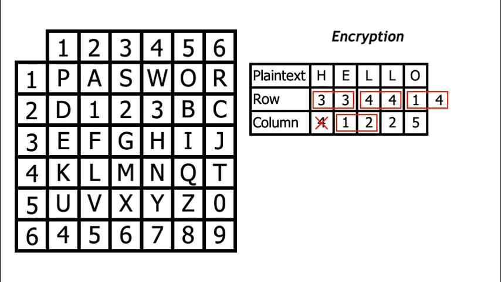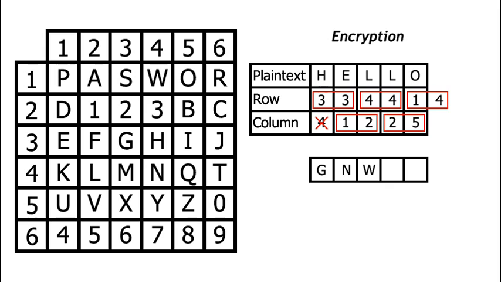Then we continue so that we've got all the numbers in groups of 2. If you're guessing that we have to pass these numbers back through, then you're absolutely right. So our first two numbers, 3-3, row 3, column 3, gives us the letter G. Row 4, column 4 gives us N. Row 1, column 4 gives us W. 1-2 gives us A, and 2-5 gives us B.